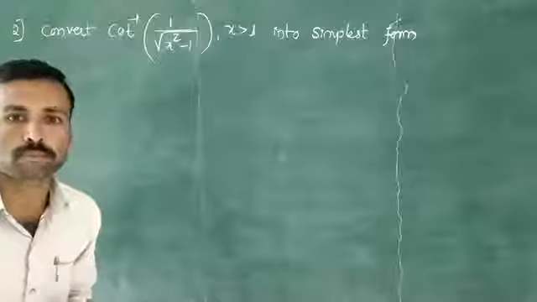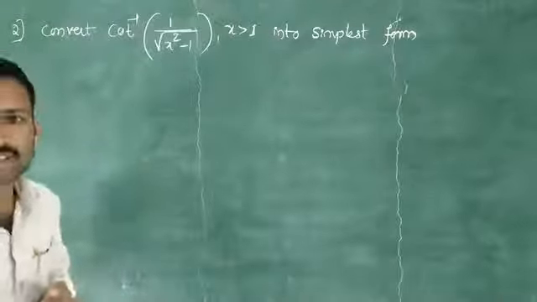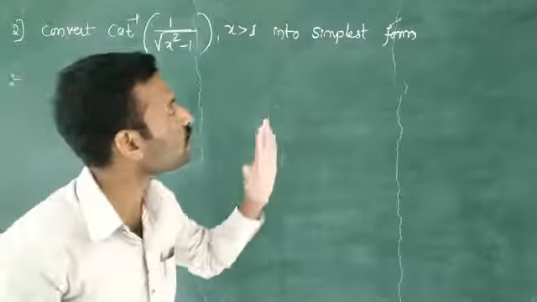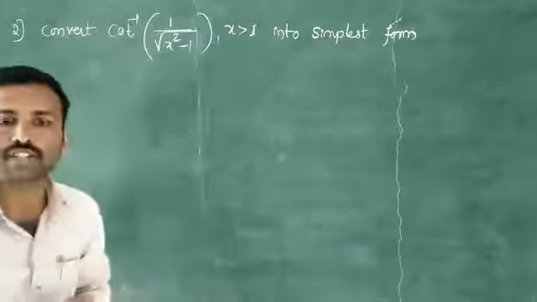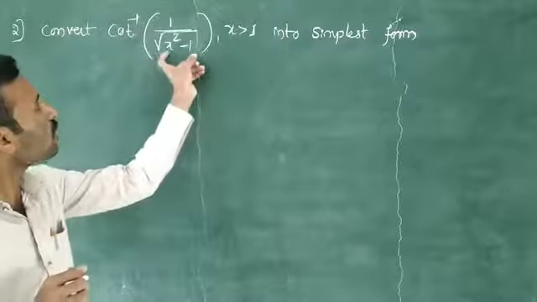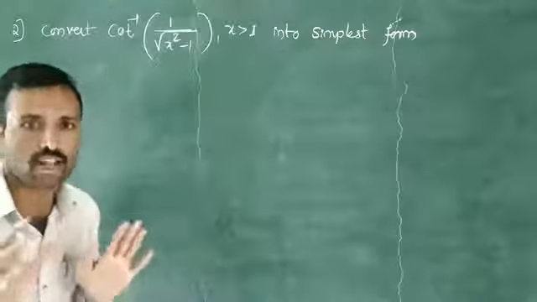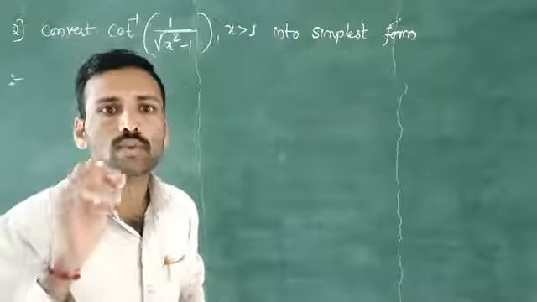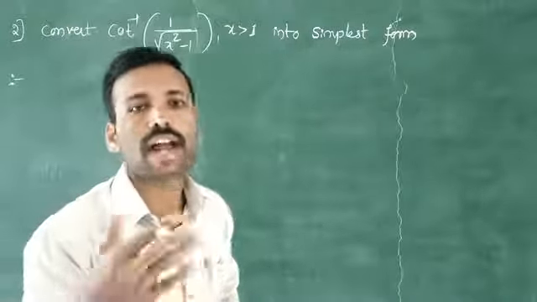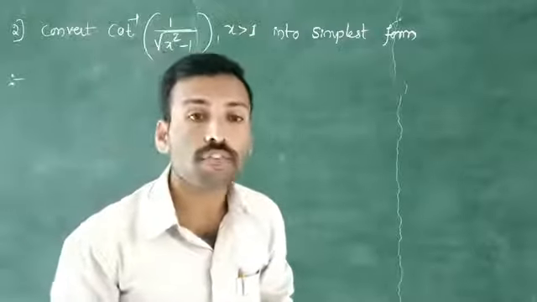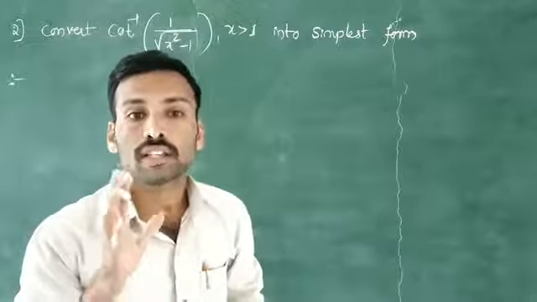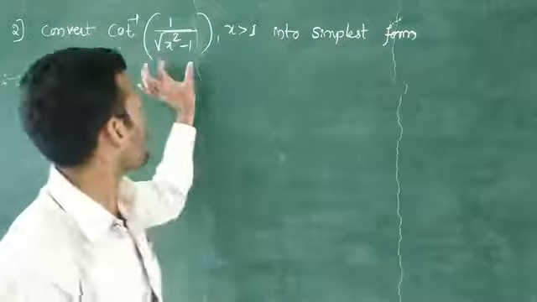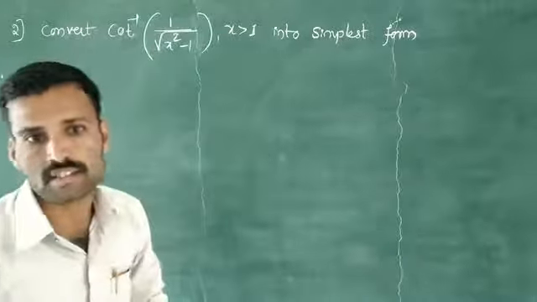Next problem for simplest form: convert cos inverse of 1 by root of x square minus 1, for every x greater than 1, into simplest form. Just observe here, what is the form of x square minus 1? x is the unknown term. Using proper substitution and the properties of inverse trigonometric functions, the inverse trigonometric functions are converted into the simplest form. Here the term x square minus 1 is there.